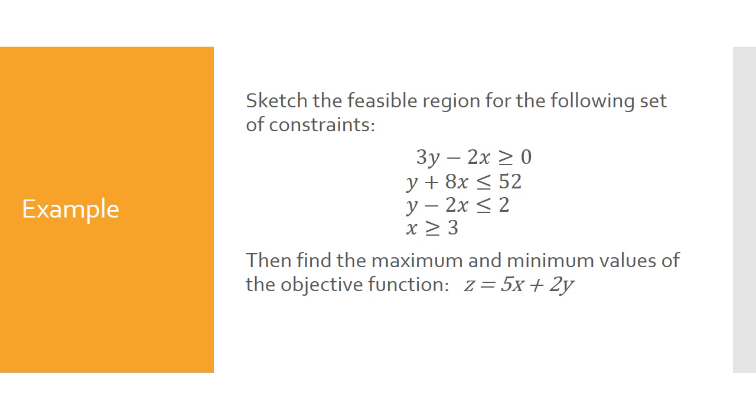So let's try this. We're going to sketch the feasible region for the set of constraints, and then we're going to find both maximum and minimum values of the objective function. All right, why don't you pause this recording and give this a try, and then resume the recording and see how you did.